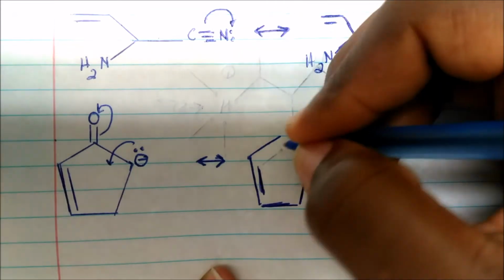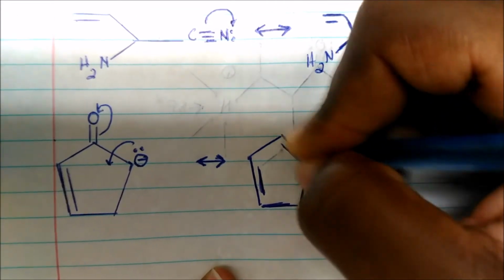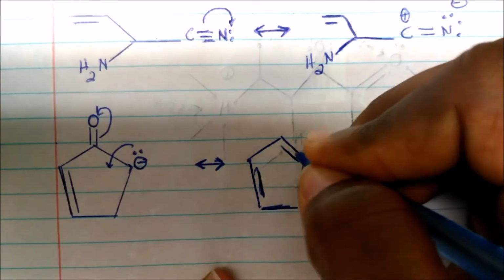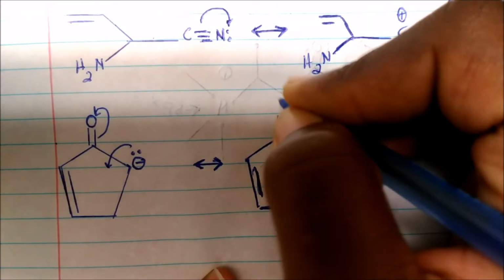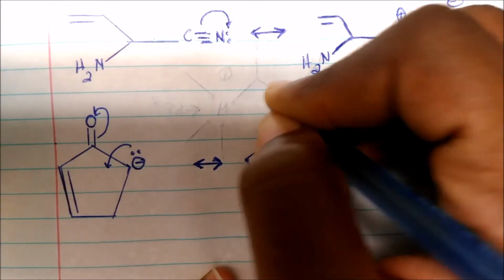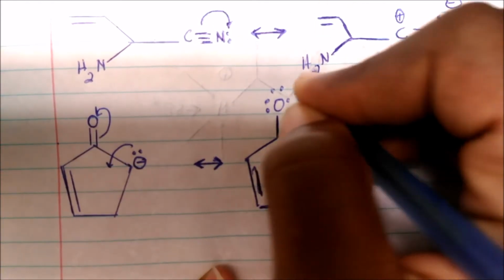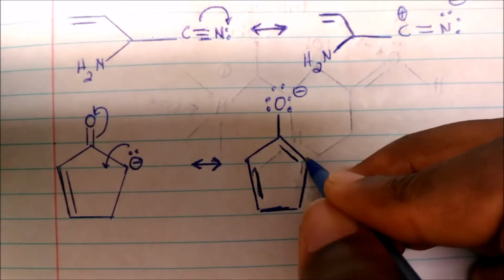Alright. Form a double bond right here. Form a double bond. I'm going to kick this oxygen lone pair up, which will give me a negative charge on the oxygen.